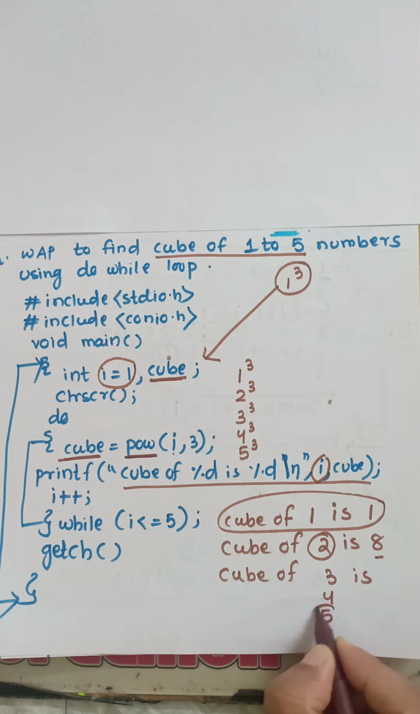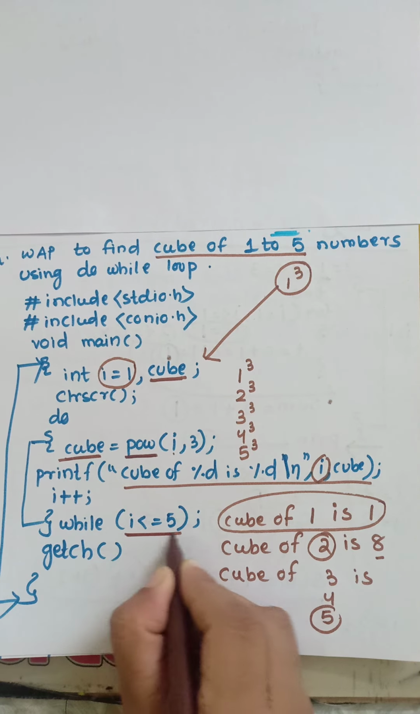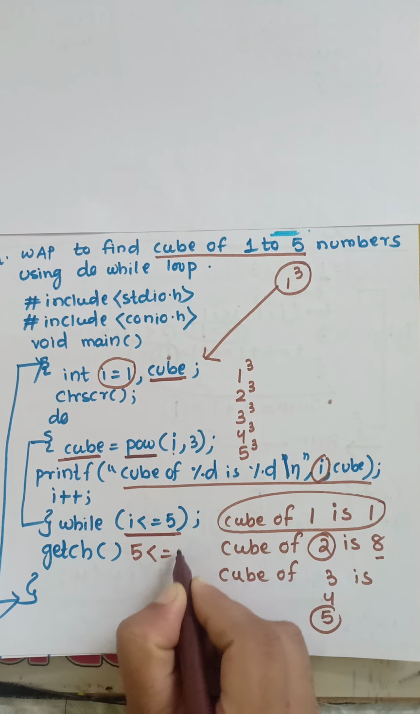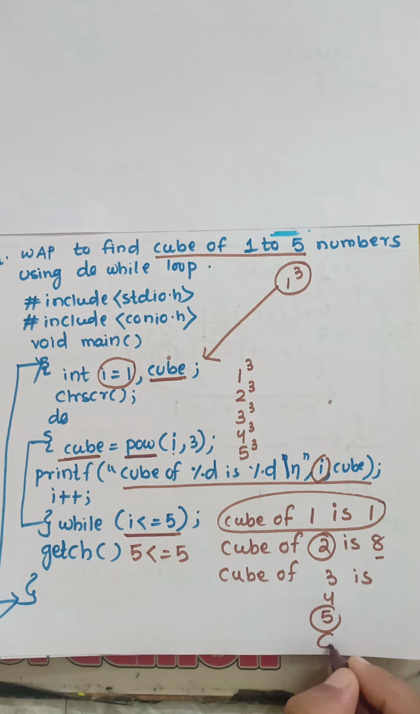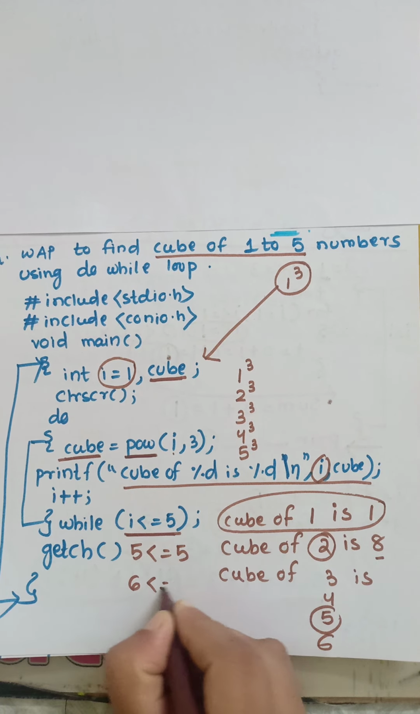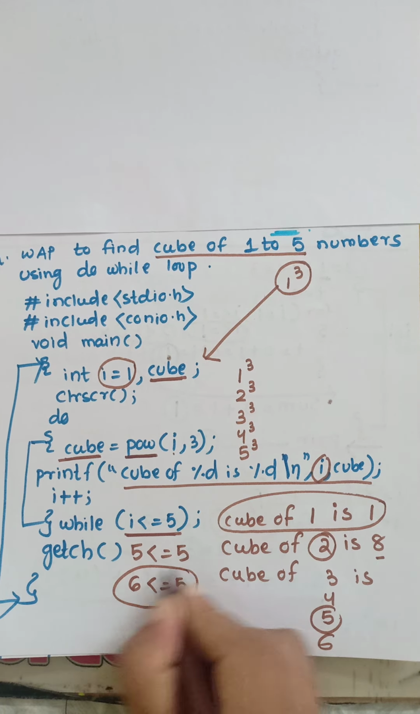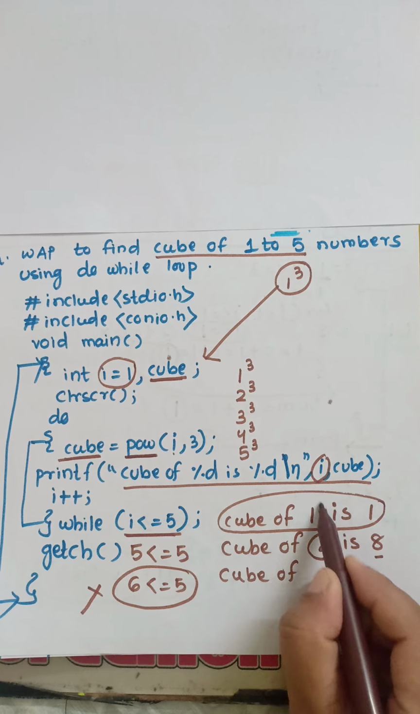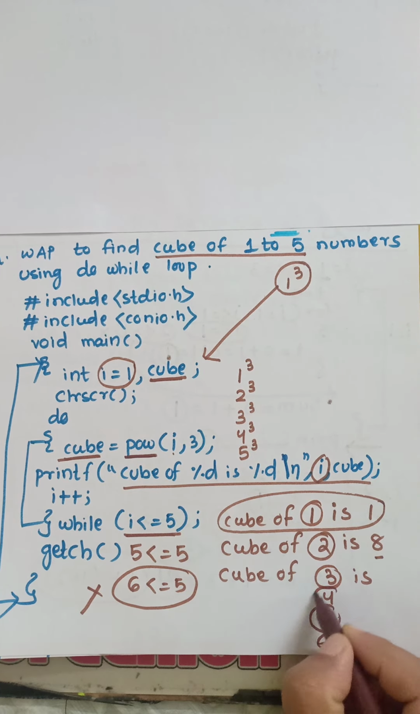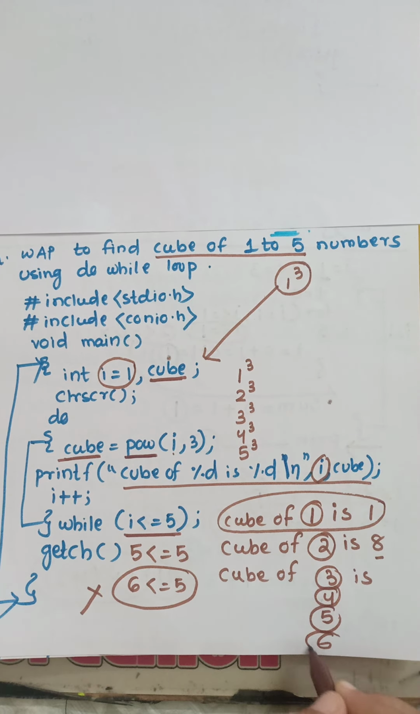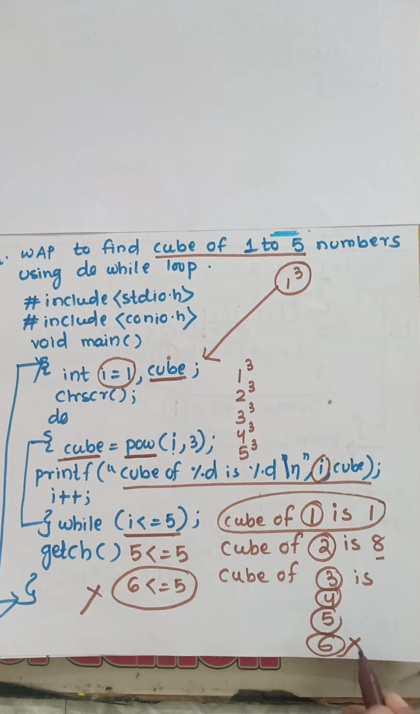Okay, and for 5 our condition is satisfied. 5 is less than or equal to 5. If we are calculating for 6, 6 is less than or equal to 5, this condition is false. So we are calculating only for 1, 2, 3, 4 and 5, not for 6. This one is wrong. Our condition is not satisfied here. Okay, so now we check the output.